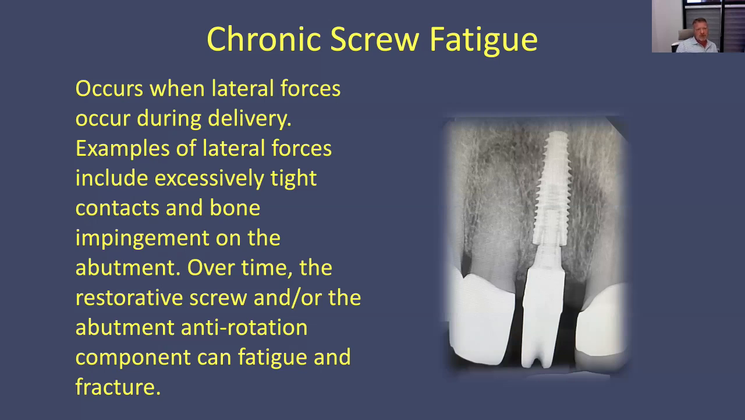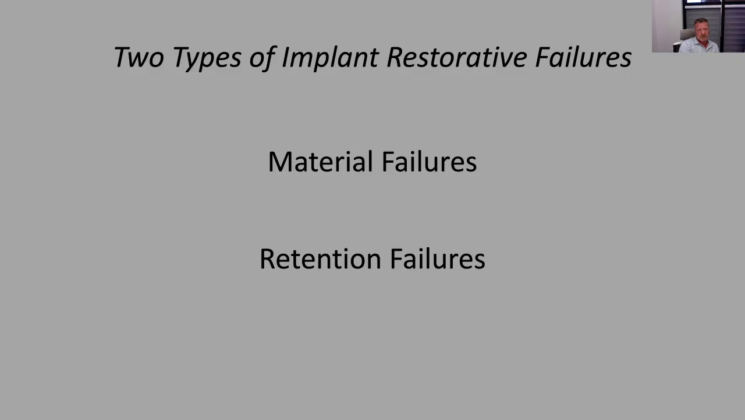So you want those restorations, when we're putting them on, to fit passively and really go down on the tooth and torque down quickly. We talked about the causes, but there are two types of implant restorative failures. I classify them as material failures, which would be mainly the porcelain, and then there's the retention failure, which has to do with the screw, the cement, screw fractures, things of those natures.